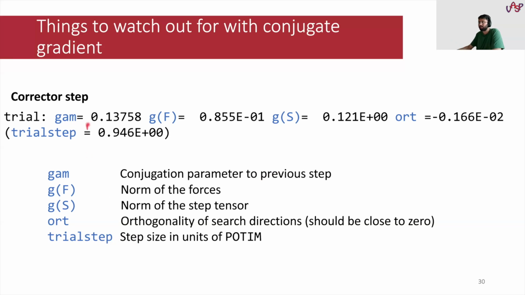You have this trial step. This is perhaps more useful than the previous quantity that I mentioned because this is in the steps of POTIM. So if you had a certain POTIM and you did this and you found it's like 0.946, this is kind of 1. So I would not change anything. But if it's much smaller or much larger, most likely going to be much smaller, I would think a little hard as to what to set POTIM for some of the other methods.